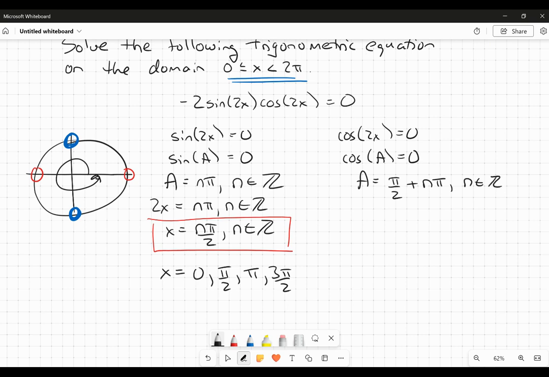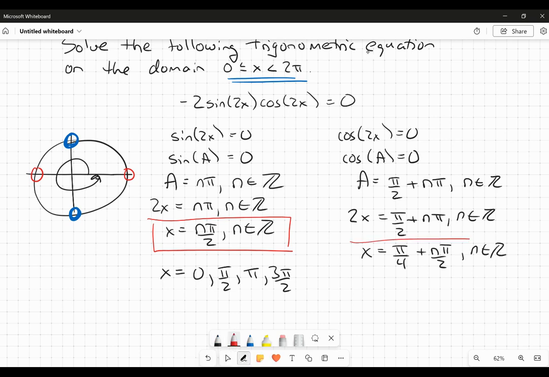Now, I am assuming a bit of familiarity with trigonometry here. I'm hoping that this is just ringing a bell. This is not a great place to be learning this for the first time. This is basically just reviewing this. So there's my general solution for that. Now I'm going to replace a with 2x. Okay. Just like we did before, I'm going to solve for x. So this is now going to be pi over 2 divided by 2, which is pi over 4, plus n pi over 2, where n is an element of the integers.